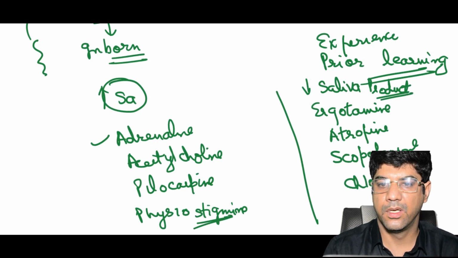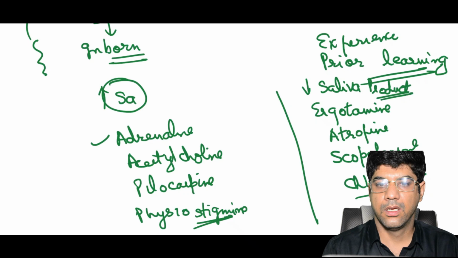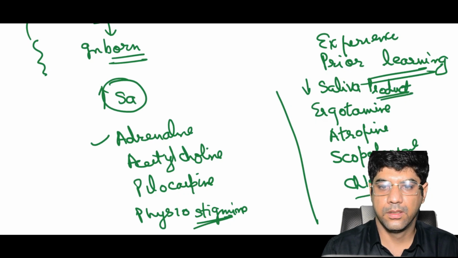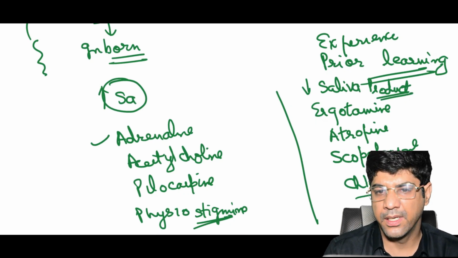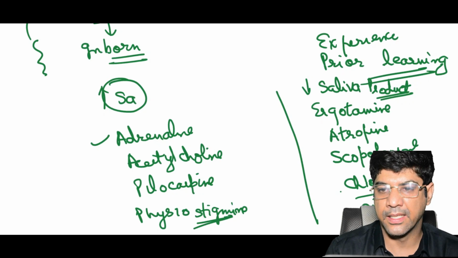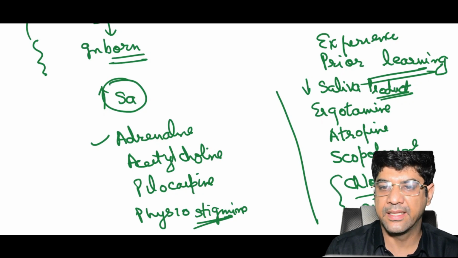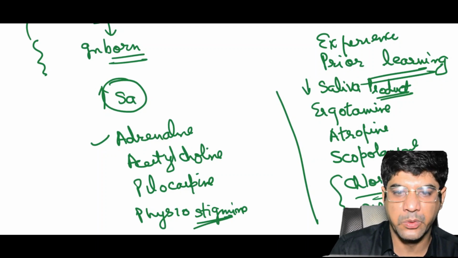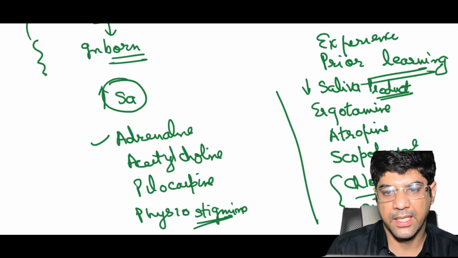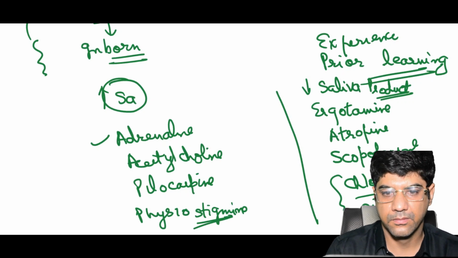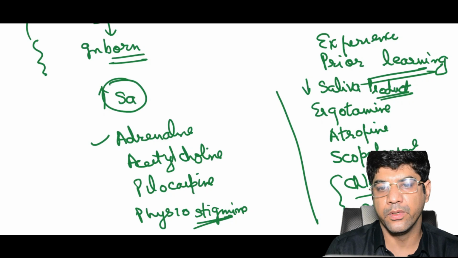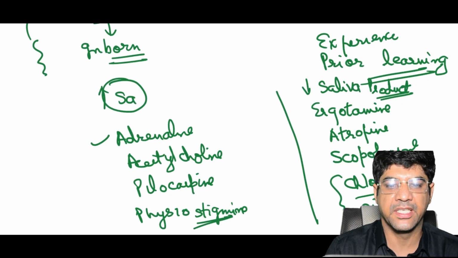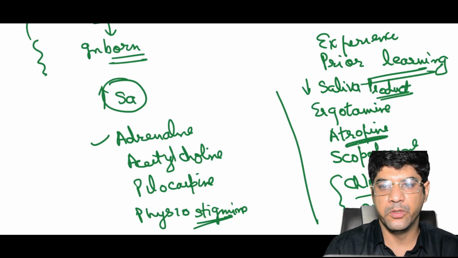Chloroform: remember, anesthetics like chloroform and ether can initially stimulate the saliva production, but in deep anesthesia it decreases due to the central inhibition. So which drug would you use to decrease the salivary secretion before surgery? You can use atropine.